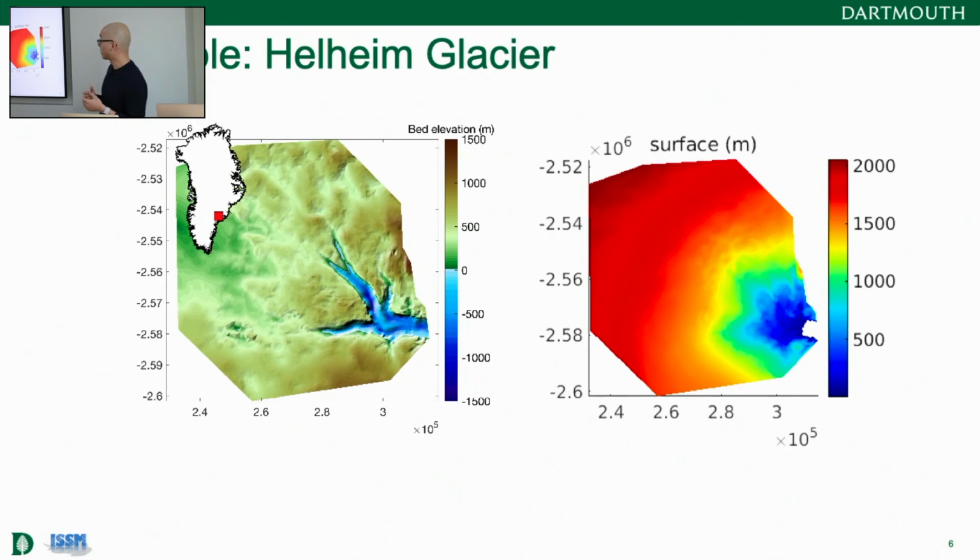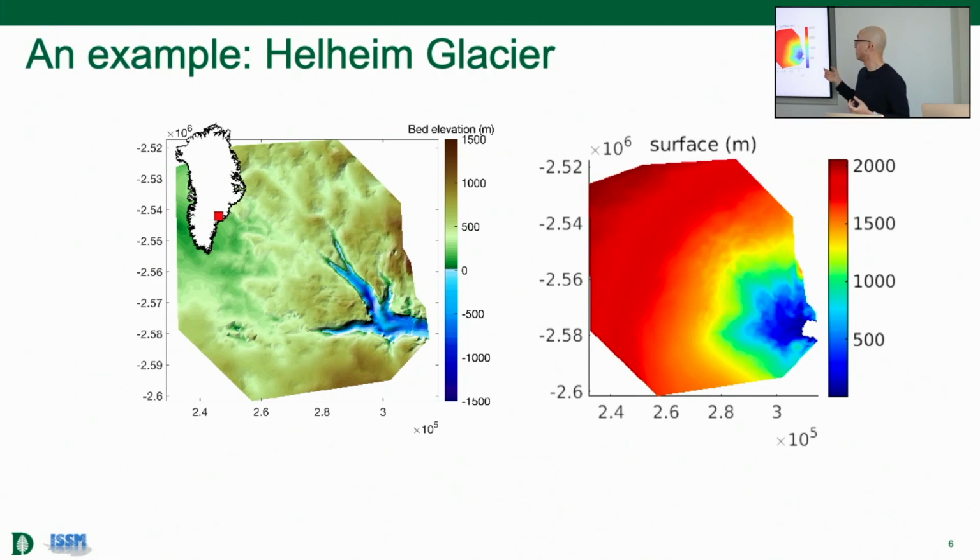I would just give you an example with a few nice figures. So this is one glacier called Helheim Glacier. It's in southeast Greenland. It's here. That figure shows the bed topography. You see it's basically ice covering the whole area, but it's flowing into the fjord or the ocean. And on the right is the surface elevation, and the maximum is about 2 kilometers thick.